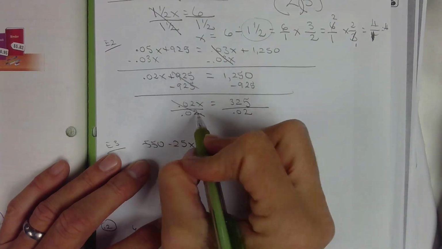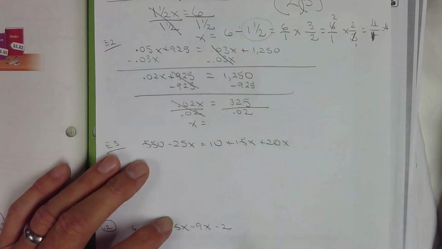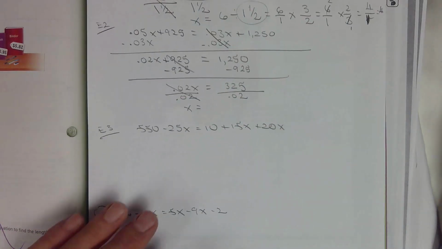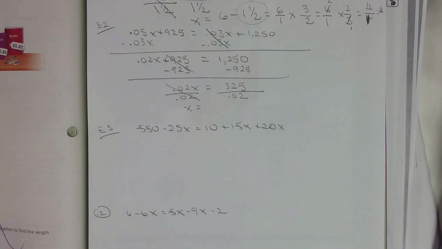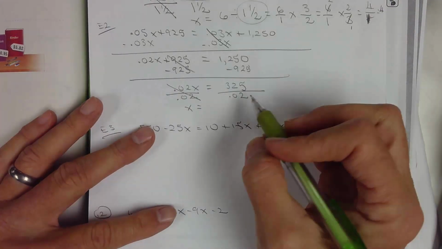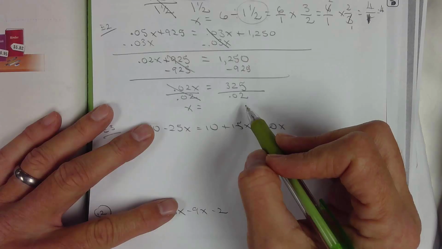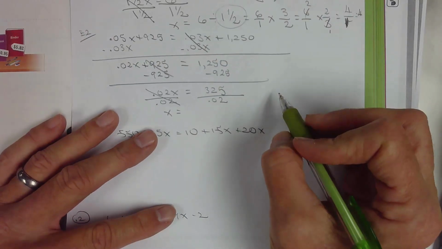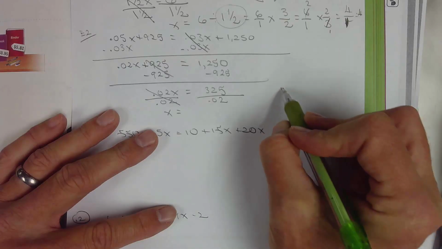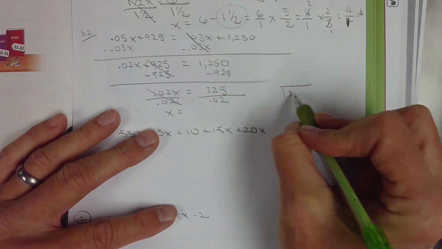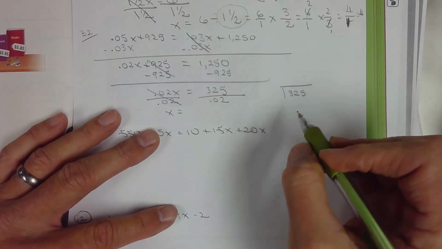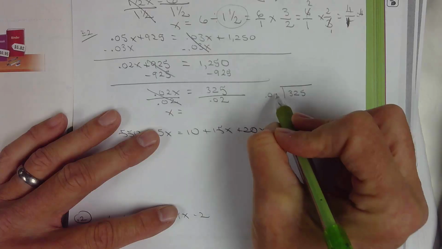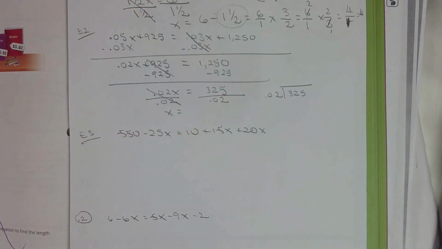0.02. They cancel out. Now I have x on one side of the equation. Now, some of you could just whip out your calculator and do this in 30 seconds. But if you didn't have a calculator, and sometimes you won't have access to one, you're going to have to do it the hard way. Okay? And so 325 divided by 0.02. What would you do in that case?